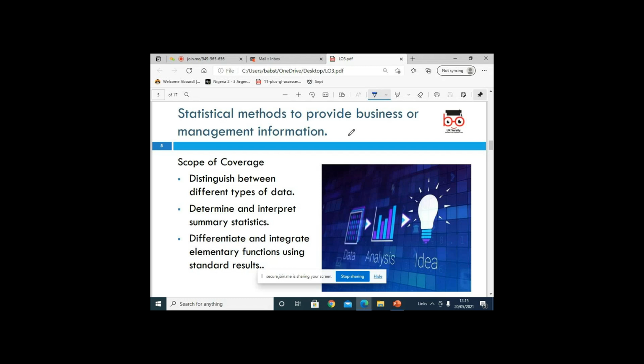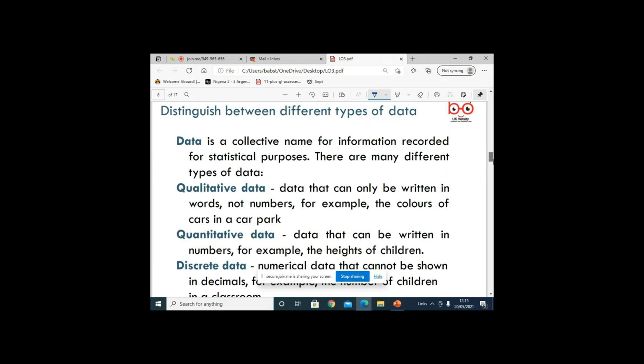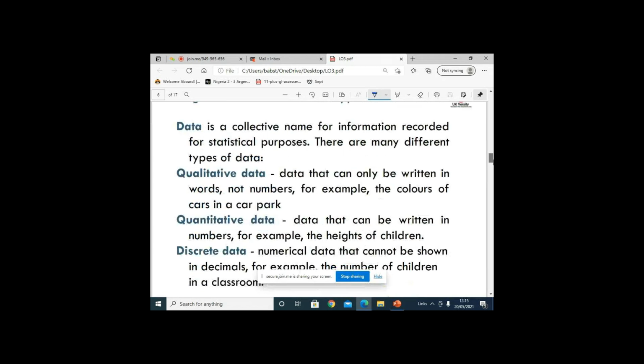So what we are going to do today is cover 3 sections. We have to distinguish between different types of data, determine and interpret summary statistics, and differentiate and integrate elementary functions into using results. So these are different types of data.